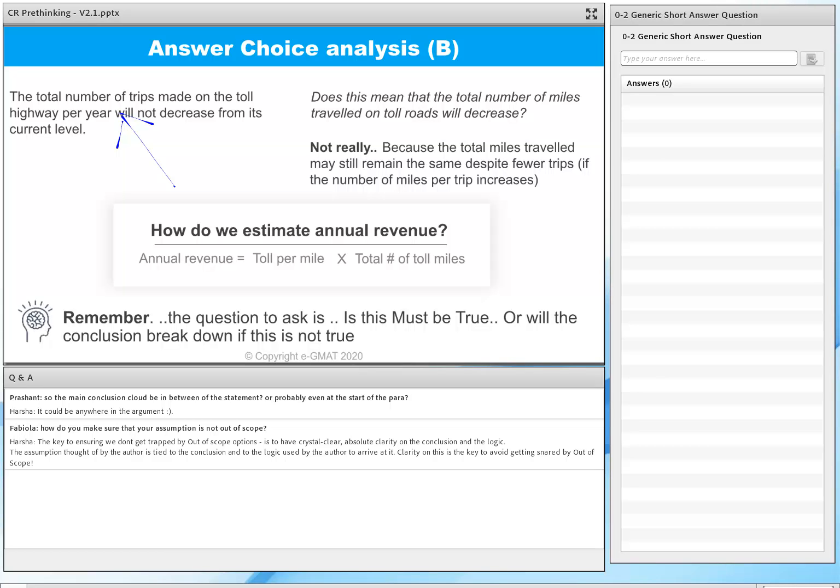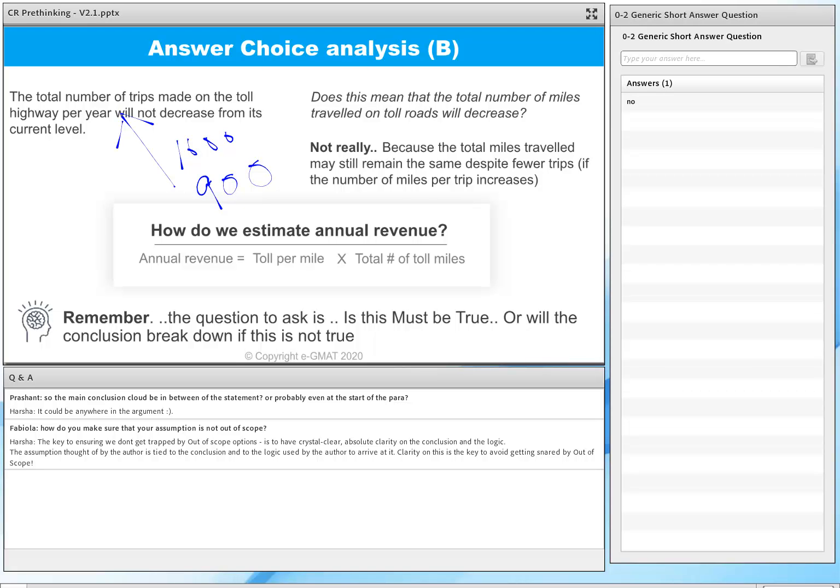No, not necessarily. Let's say last year we made 1,000 trips on the toll highway. This year we make 900 trips, and forgive my handwriting. Does it mean that the total distance goes down? Am I 100% certain that the total distance will go down? No. Why? Because the length of each trip could go up, right? So is this a must be true? No, it's not a must be true. And that's the must be true understanding that you have to get to. Which is why choice B is incorrect.